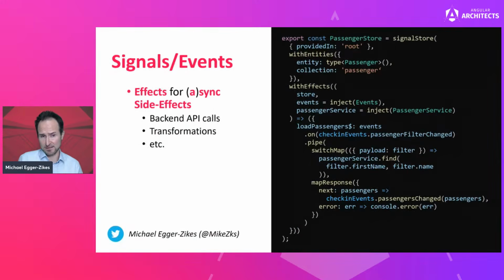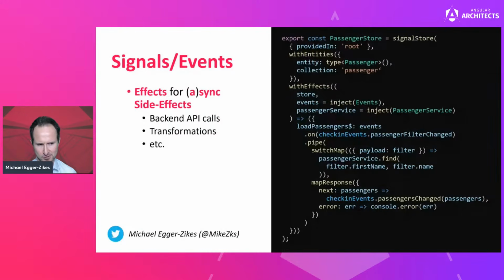This is how a side effect might look. So we have a signal store that again has the passenger entity managed, and you have a with effect feature. This with effect feature can then process or listen to some events, like in this case, passenger filter change. You can see the on statement here, and then you again use RxJS operator chains, and we can do server communication with passengerService.find. Instead of the tap response that we used before, here we are using a map response.